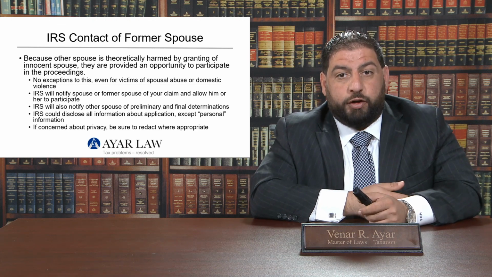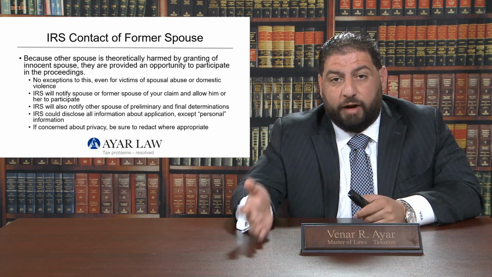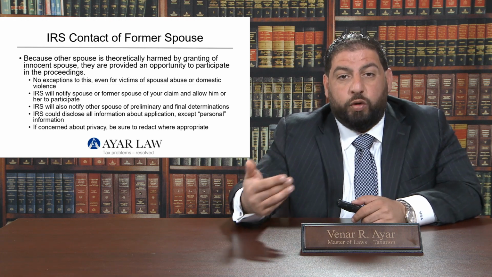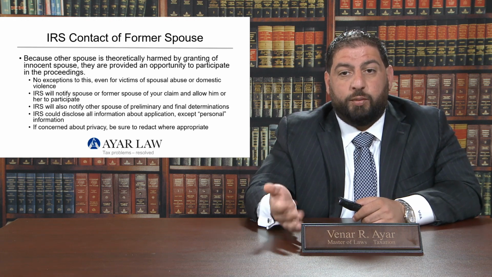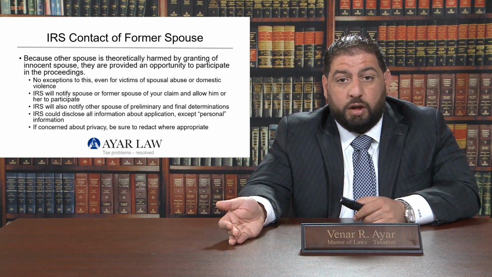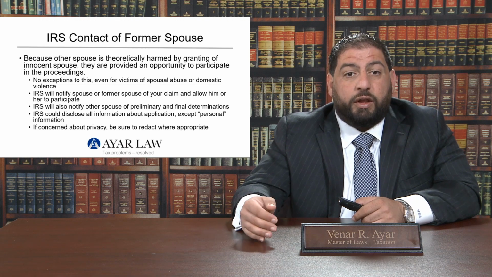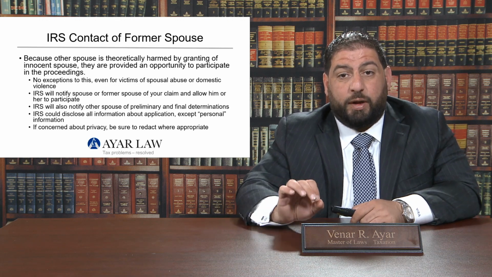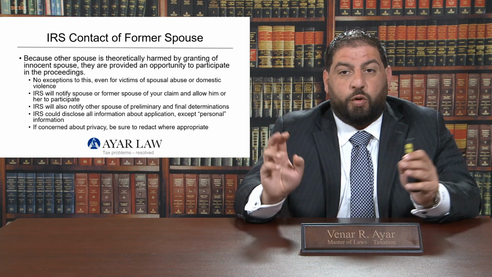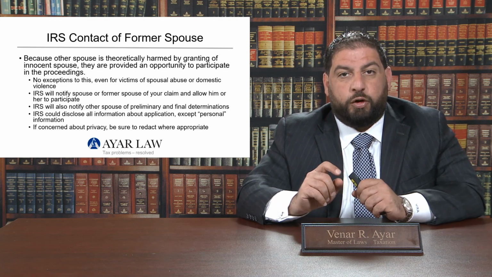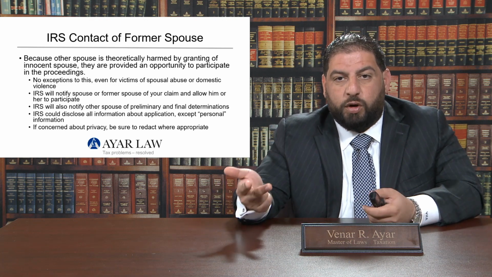Even for victims of spousal abuse or domestic violence, the IRS will always notify the former spouse of your claim and allow him or her to participate. They'll let them know of any preliminary or final decisions. They can disclose all information about the application except for quote-unquote personal information, for example, current name, address, phone number.